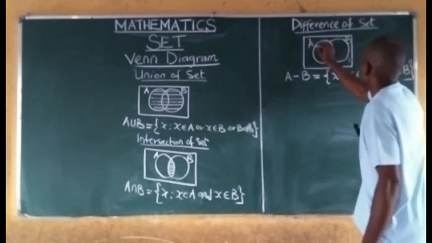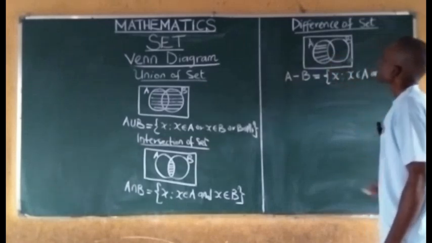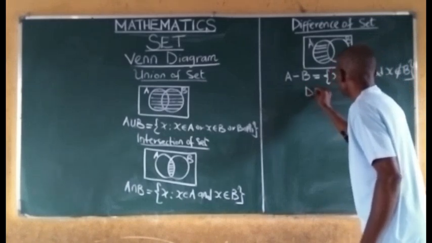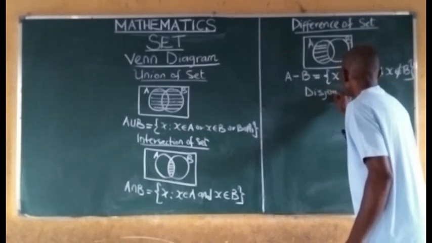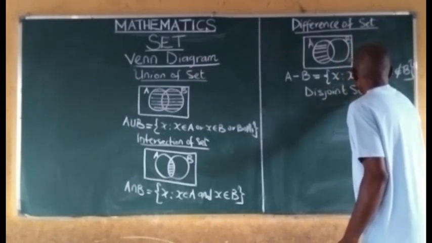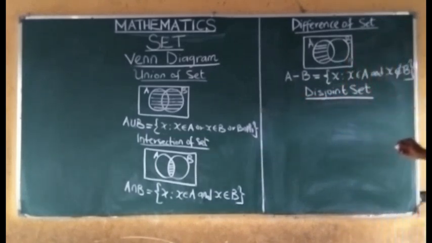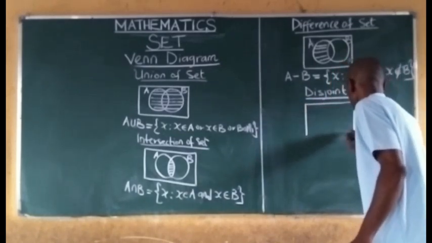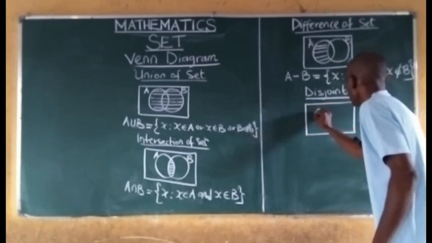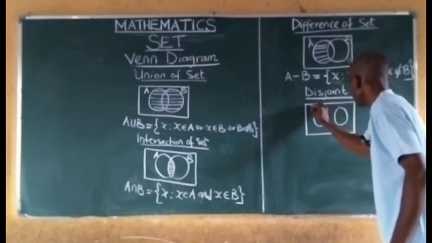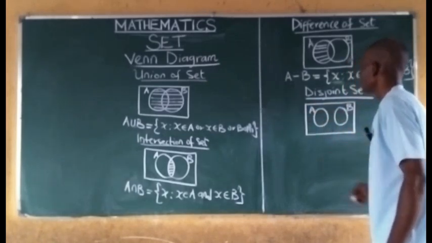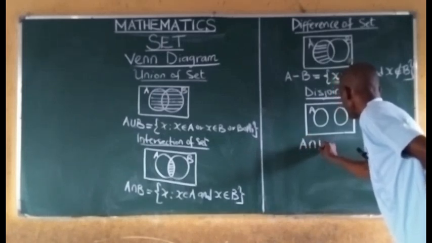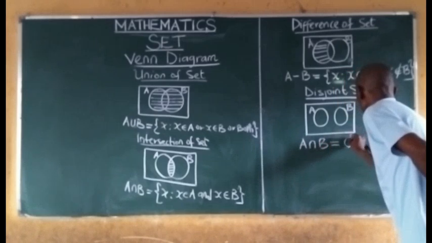We also put this sign here for the difference of sets A and B. We also have the disjoint sets, which can also be represented on the Venn diagram. This is our set A and this is our set B. It means that the disjoint set, A intersection B, is equal to an empty set.